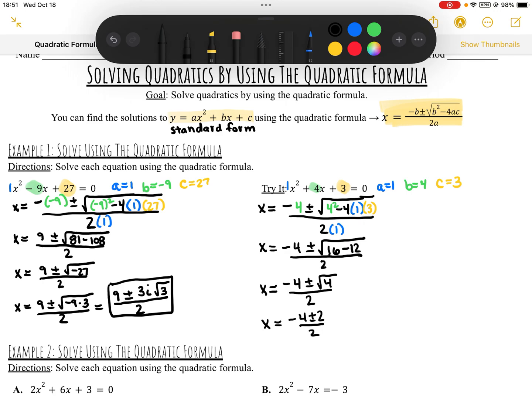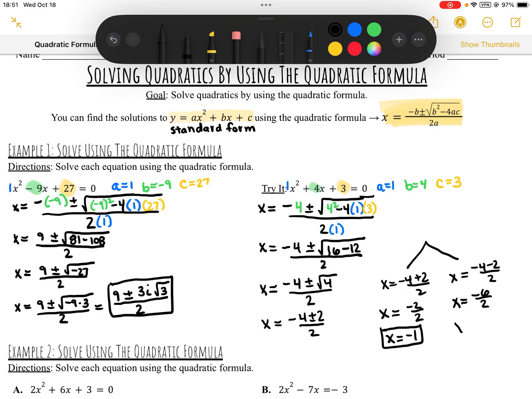So I have negative 4 plus or minus 2 all over 2. Now I'm going to set up my two cases because everything's simplified. One case will be with addition. So x equals negative 4 plus 2 over 2. And the second case will be with subtraction. So x equals negative 4 minus 2 over 2. For the first case, negative 4 plus 2 is negative 2. And negative 2 over 2 simplifies to negative 1. So my first solution is -1. Second case, -4 minus 2 is -6, and -6 over 2 simplifies to -3. So my two solutions are -1 and -3.